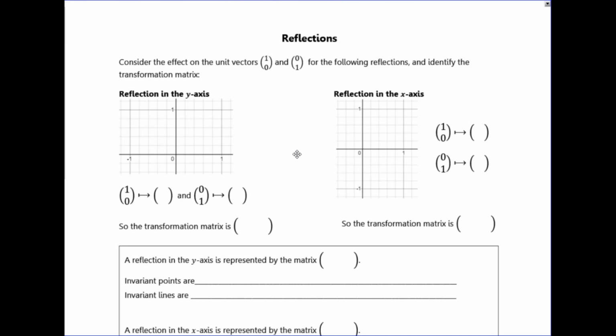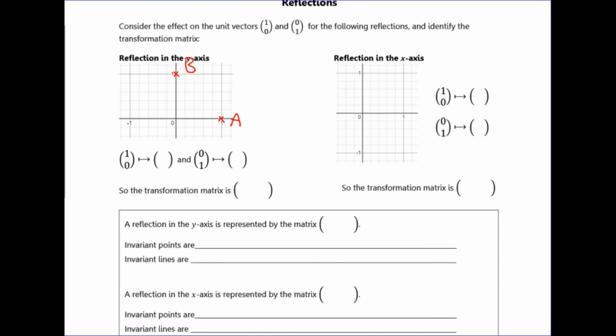So the points we're going to consider are 1, 0, or the vector (1, 0), and 0, 1, or the vector (0, 1). And I'll usually call these point A and point B. So I'll show you how to use these to figure out the matrices here. You can just kind of go backwards to work out what the transformation is from the matrix. You'll see that later.